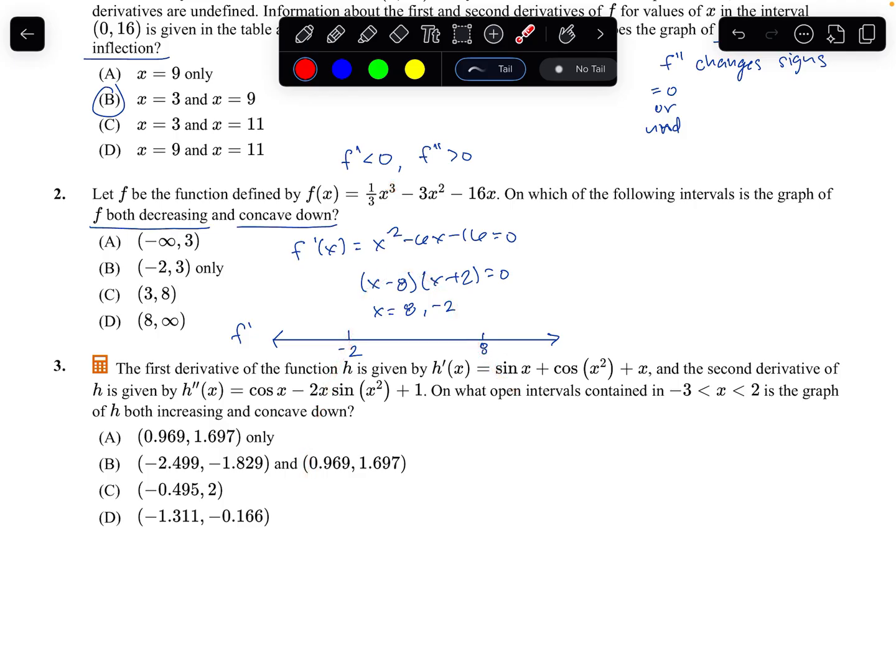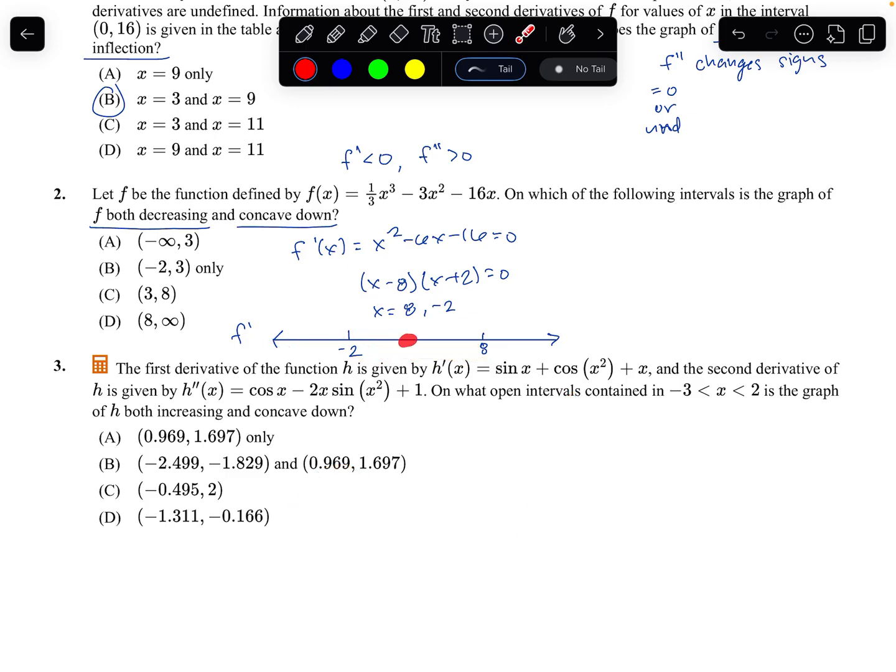2 critical points. So the function's got to be increasing, 0, decreasing, 0, and increasing. That's probably what's going to happen. So I'm going to say it's increasing. It's going to be decreasing between -2 and 8, but let's just double check.